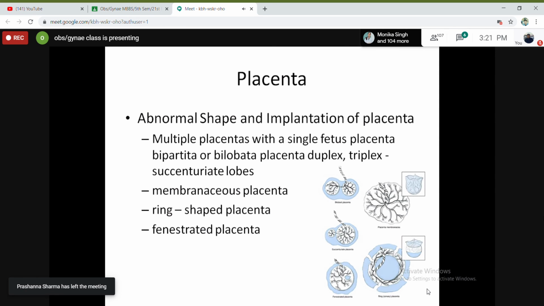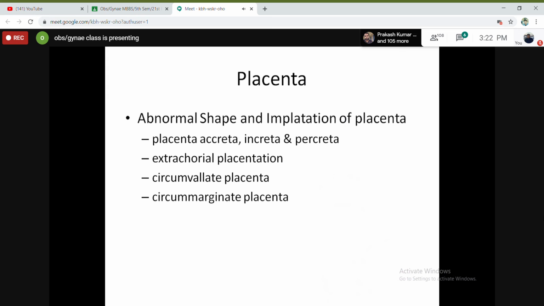So having said that, there are various kinds of abnormal shape and implantation of the placenta. The placenta may be placenta bilobata or bipartita, that is placenta duplex or triplex, or there may be succenturiate lobes, membranous placenta, ring-shaped placenta, and fenestrated placenta. These are abnormal shapes and implantation of the placenta. The picture here shows the bilobed placenta, placenta succenturiata. These are placenta membranosa, and this is ring-shaped placenta and fenestrated placenta.